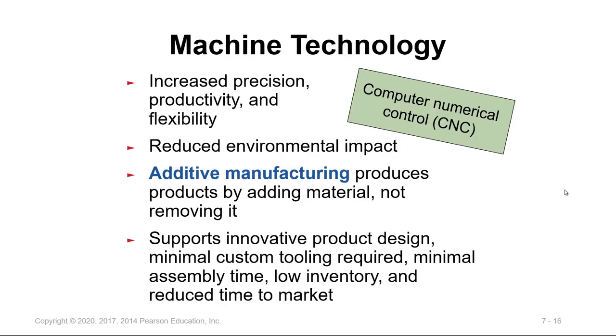The use of machine technology increased precision, productivity, and flexibility. It reduces environmental impact. It supports innovative product design, minimal custom tooling required, minimal assembly time, low inventory, and reduced time to market. Some of the well-known machine technologies are computer numerical control, or CNC machining, and additive manufacturing, which is adding material layer by layer like 3D printing.